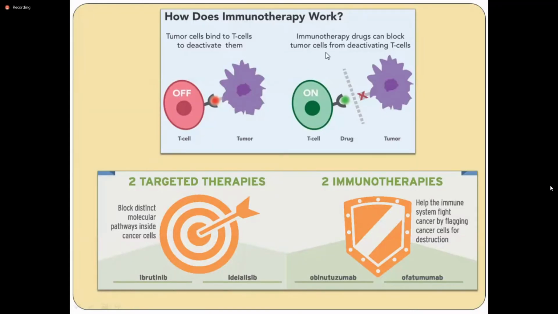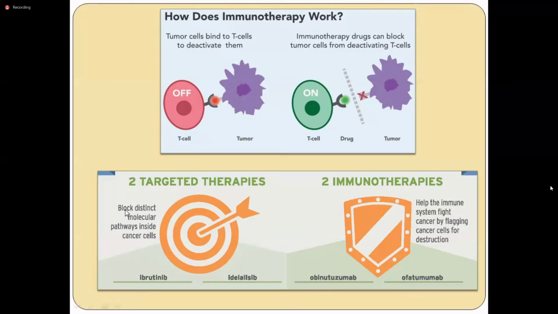Immunotherapy drugs can block the tumor cell from deactivating the T cell. We'll have some drug that will block these two things here, or they can create a barrier. Immunotherapies help the immune system fight cancer by flagging cancer cells for destruction. They come with the name of MAB, like obinutuzumab, ofatumumab. They are monoclonal or polyclonal antibodies.